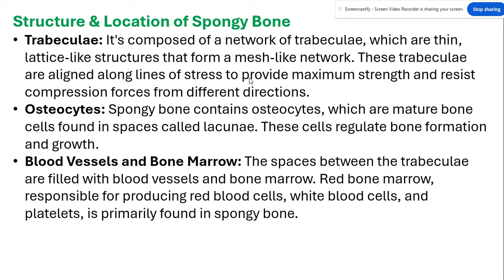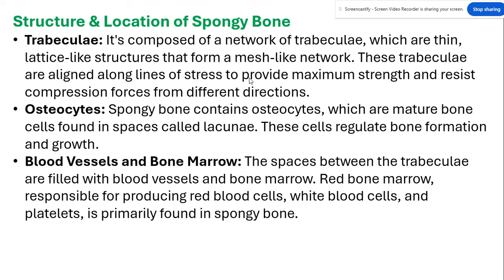These trabeculae are aligned along lines of stress to provide maximum strength and resist compression forces from different directions. Osteocytes. Spongy bone contains osteocytes, which are mature bone cells found in spaces called lacunae. These cells regulate bone formation and growth. Osteocytes are mature osteoblasts, already pre-built cells.